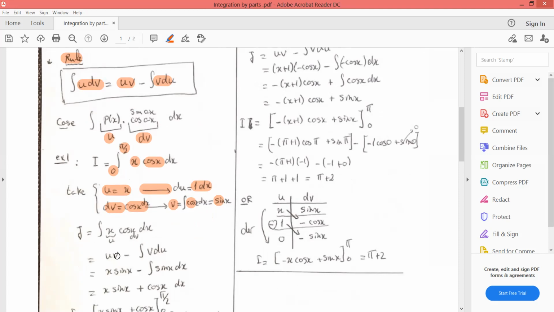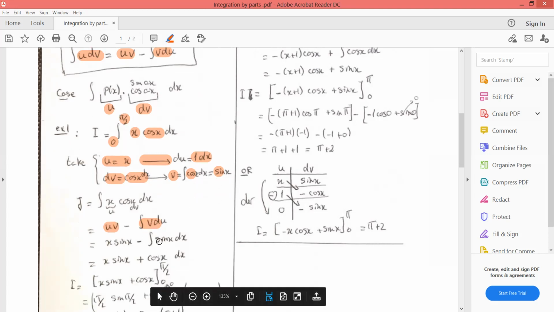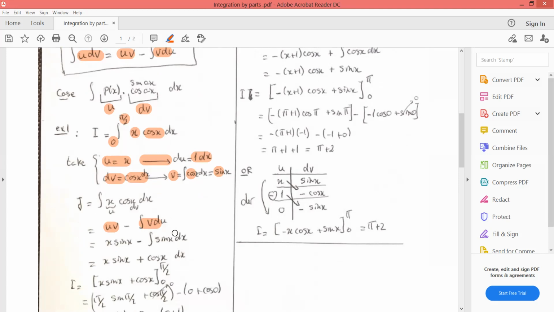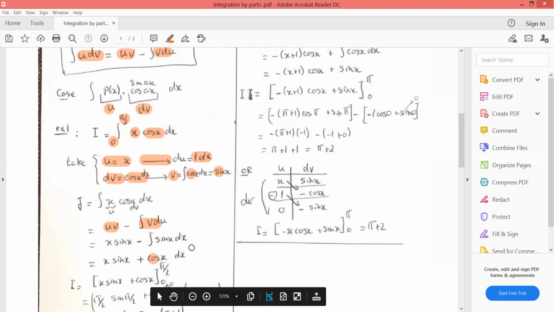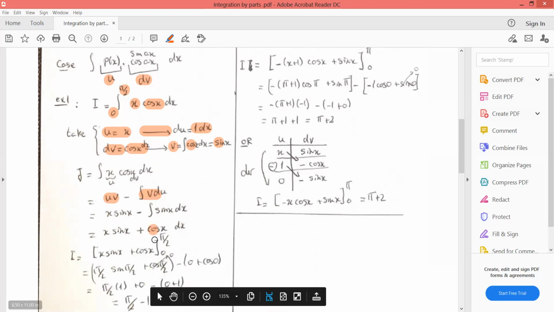J is the integral of x cosine x dx, which equals uv minus the integral of v du. u is x, v is sine x, du is 1 dx. The integral of sine is minus cosine, so we get x sine x plus cosine x. Then we calculate I between 0 and pi over 2. First time we replace x by pi over 2, minus second time we replace x by 0.